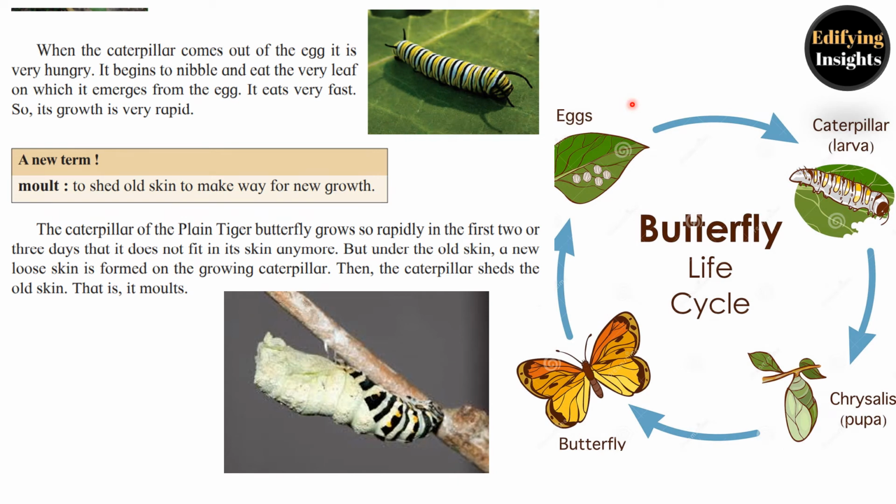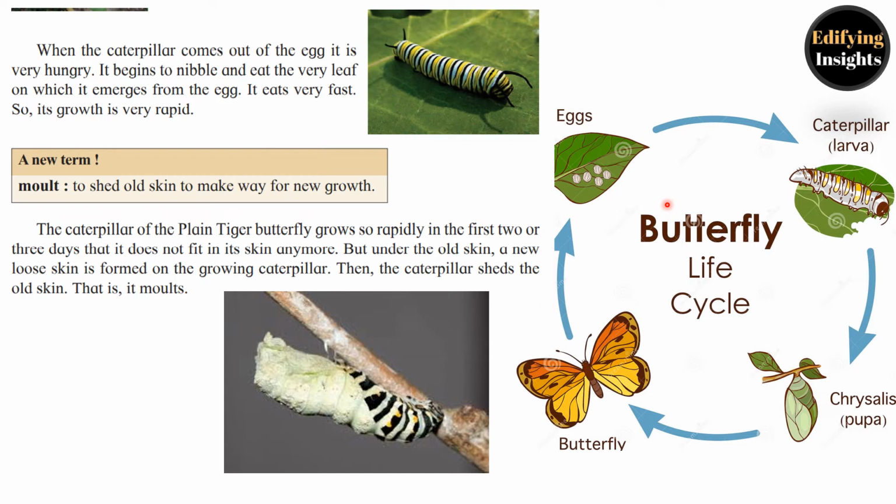When the caterpillar comes out of the egg, it is very hungry. It begins to nibble and eat the very leaf on which it emerges from the egg. It eats very fast, so its growth is very rapid. A new term, molt: to shed old skin to make way for new growth.